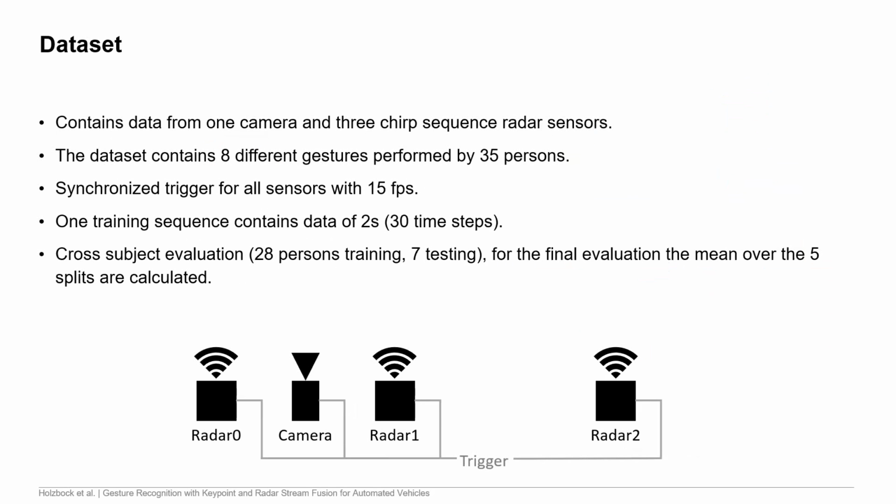The dataset we use for the training of our architecture contains data of one camera and 3 radar sensors, which are synchronized by a trigger with 15 frames per second. In the dataset, 8 different gestures are included, performed by 35 persons. During the evaluation, we use the cross-subject evaluation and include 28 persons in the training and 7 in the testing set. For the final evaluation, we calculate the mean over 5 different training test splits.